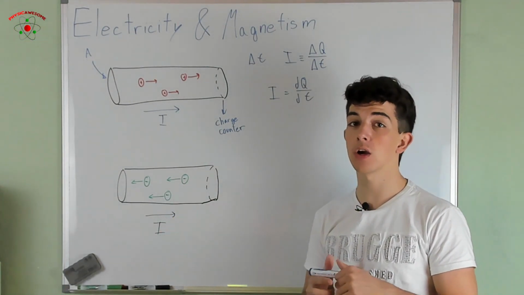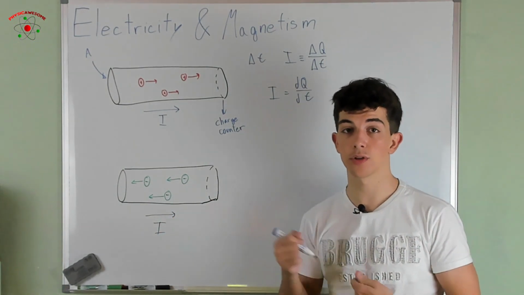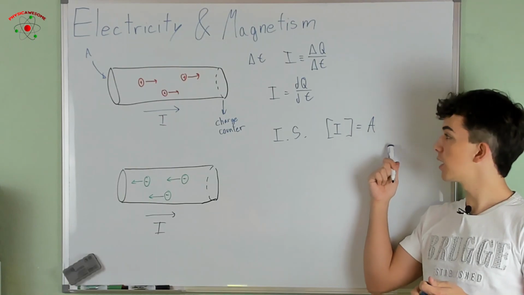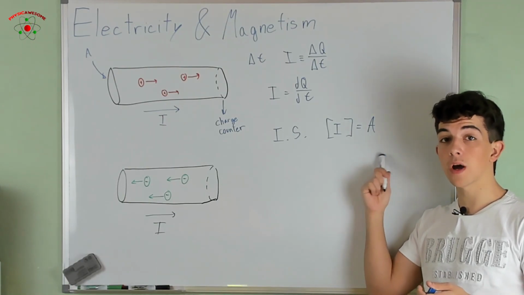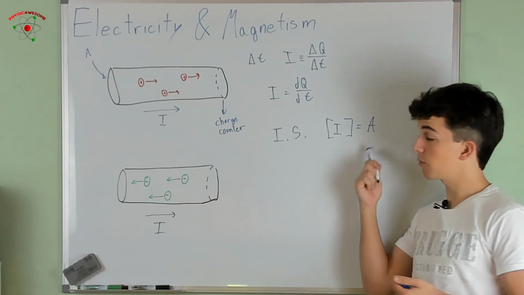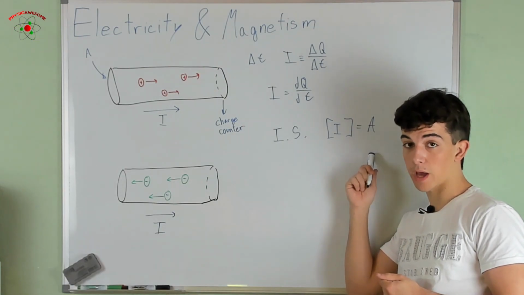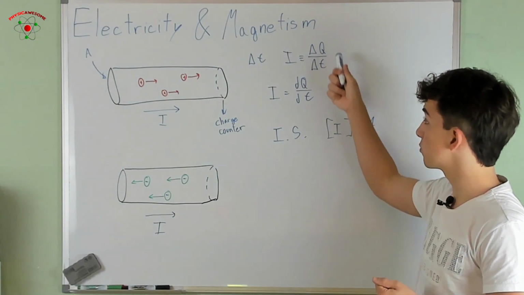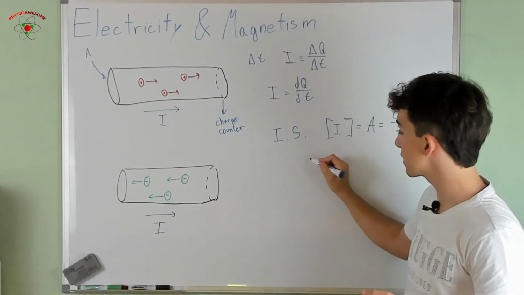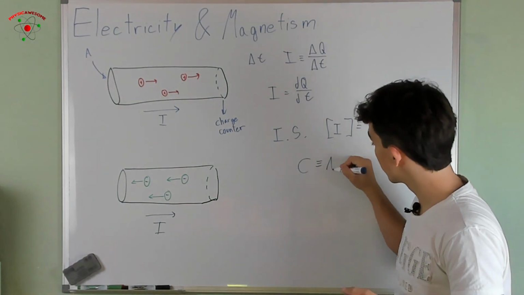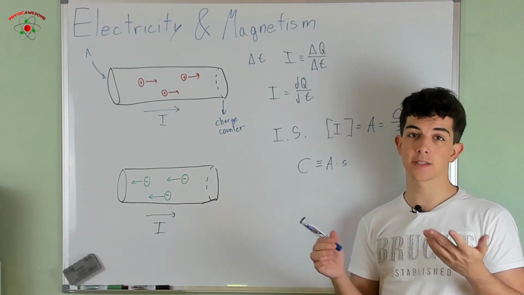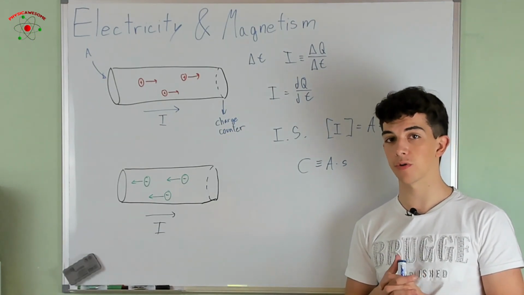One last thing to take into account is the units of this new magnitude. In the international system, the current is measured in amperes, which is one of the 7 fundamental magnitudes that we have. With respect to this definition of current in amperes, which we see is equivalent to coulombs per second, we define coulombs to be amperes times second. And that's some of the most important things you need to know about current.